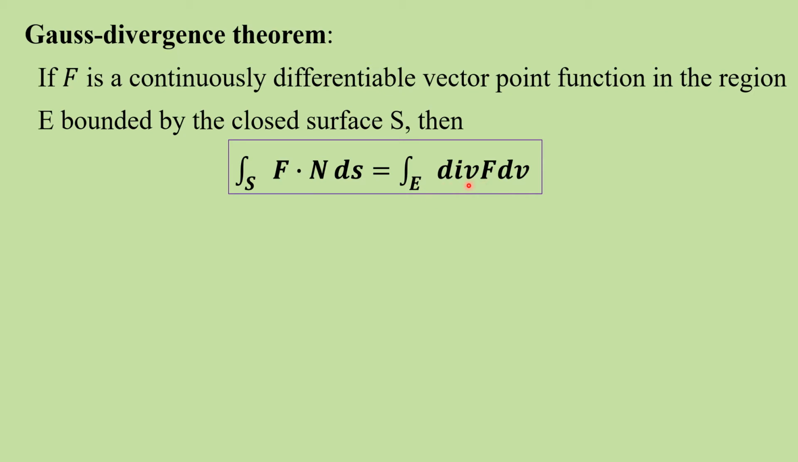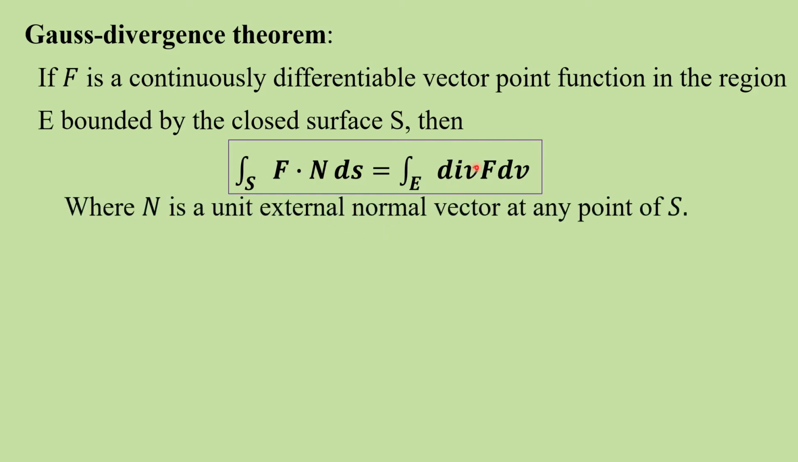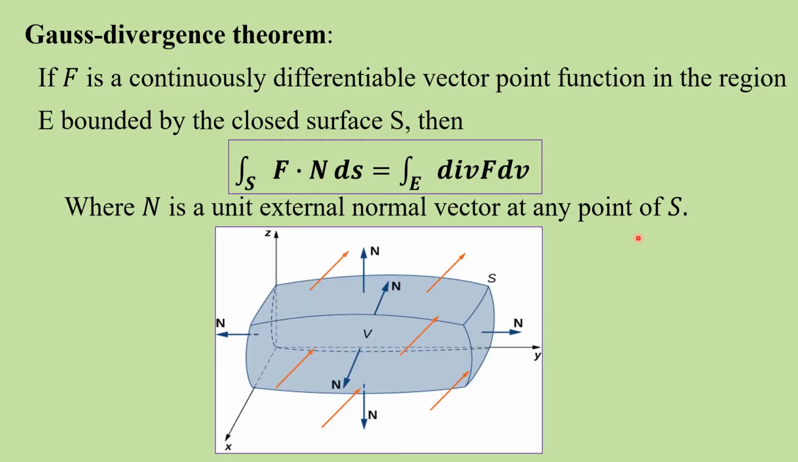While applying Stokes theorem, we need to first get the curl of the vector point function, and while applying the Gauss divergence theorem, we have to first compute the divergence of the vector point function, then proceed further. Here n is the unit outward normal at any point of S, as all of you are aware now.